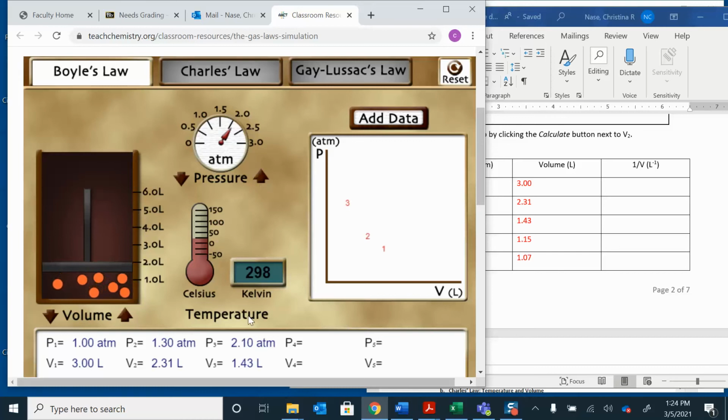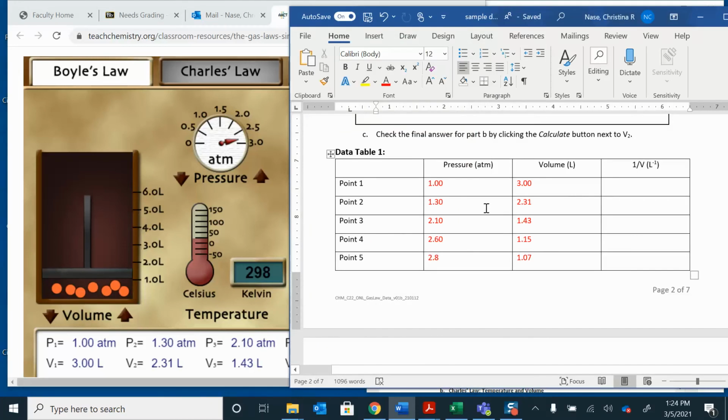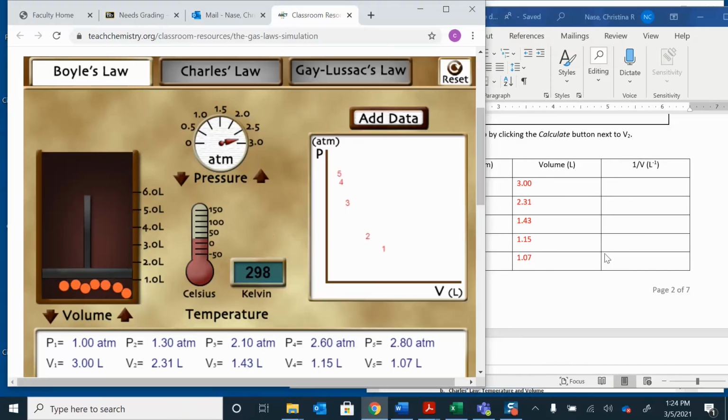2.1, right? Now add data, so you're collecting those points, 2.6, you can either hit calculate, or if you do add data, it'll just do it for you. And then 2.8, calculate, done. So now I'm going to write all those in my chart over here. So I have 1, 1.3, 2.1, 2.6, 2.8. I got the same thing. And then I've got those values.